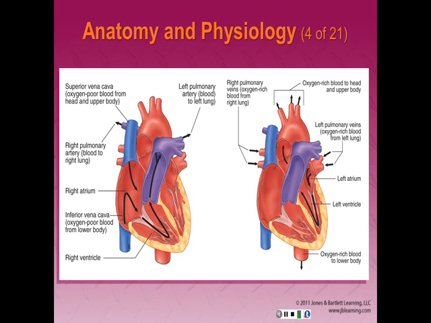Again, as you can see in this picture, this is specific to the vessels. From the right ventricle, blood goes out the pulmonary arteries to the lung, and then comes back through pulmonary veins to the left side of the heart.